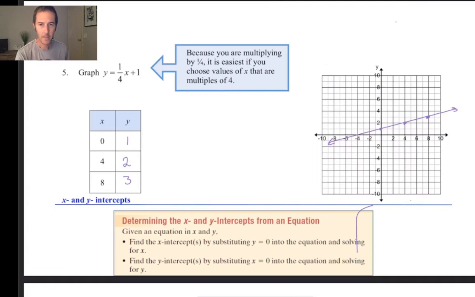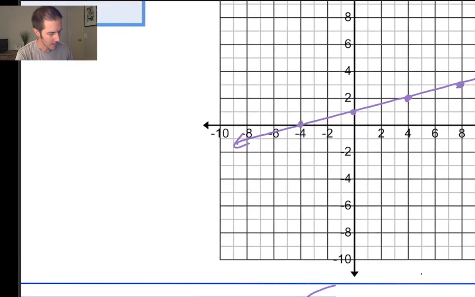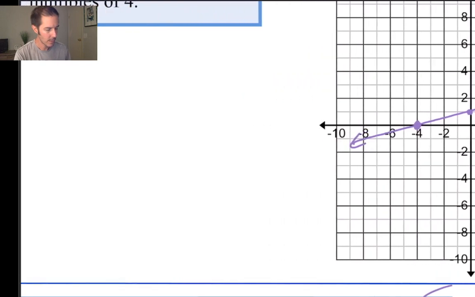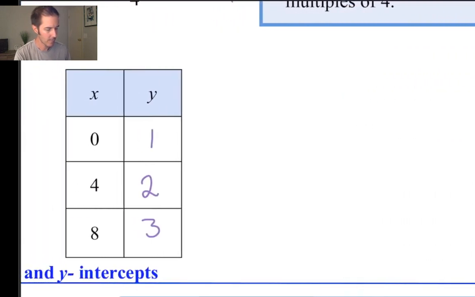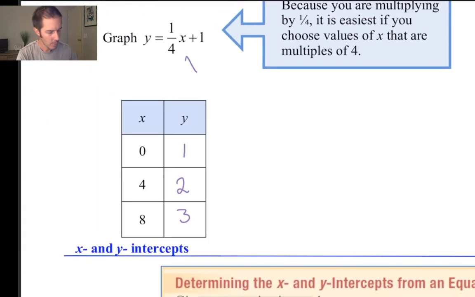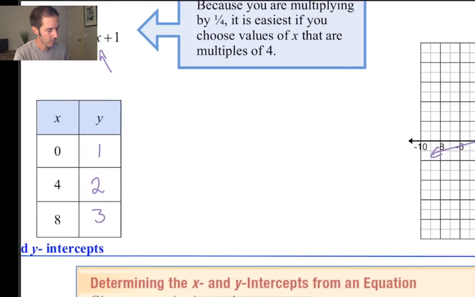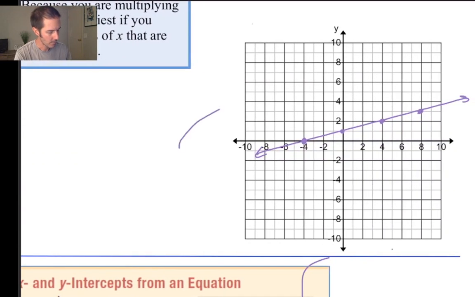On that line are a whole bunch of points, infinitely many points. And if you pick any point on this line, like this point right here, that point is going to have coordinates. This point has coordinates (-4, 0). I would be willing to bet that if you take an x value of -4 and plug it into our equation, -4 times 1/4 makes -1. -1 plus 1 makes a y value of 0, which is exactly what we have right here. Nice.